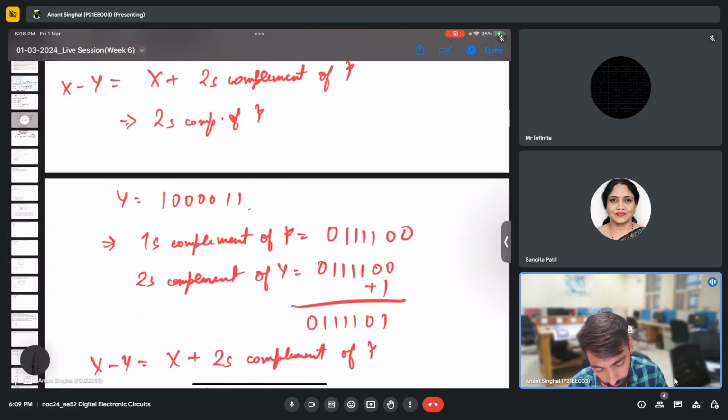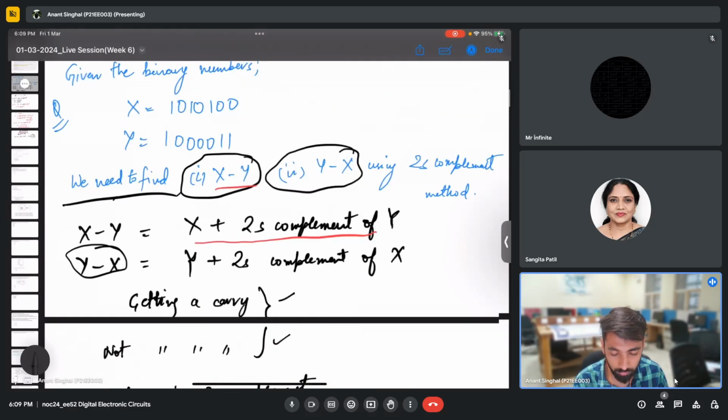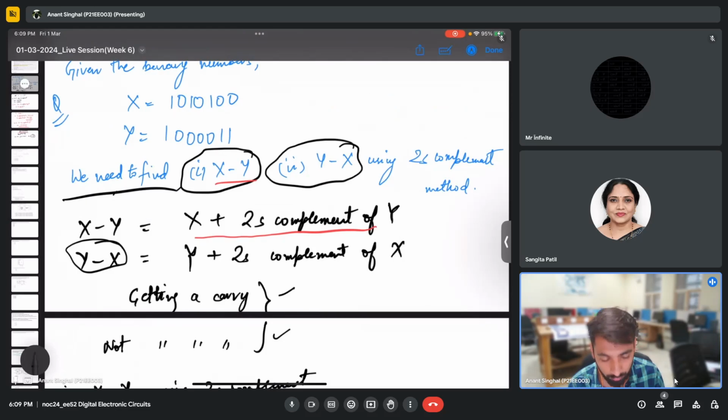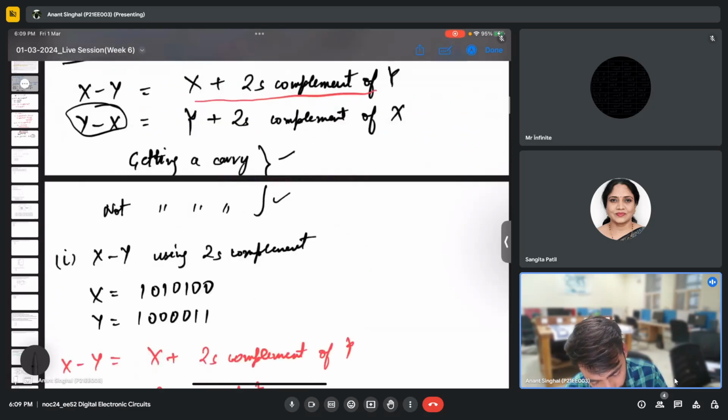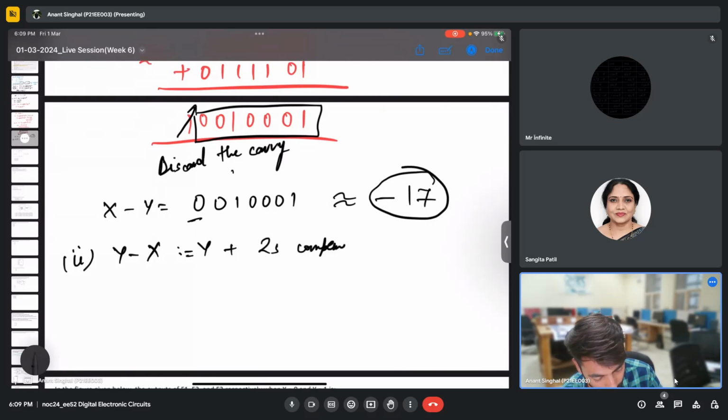So if we try to do the second case, which is y minus x, for sure this one will not be getting a carry. So we will look ahead at how to solve the problem when we don't have a carry. So let's compute that also. So now doing the second part, which is y minus x, and x and y we know. So this will be equivalent to y plus, now we need to do the 2's complement of x.